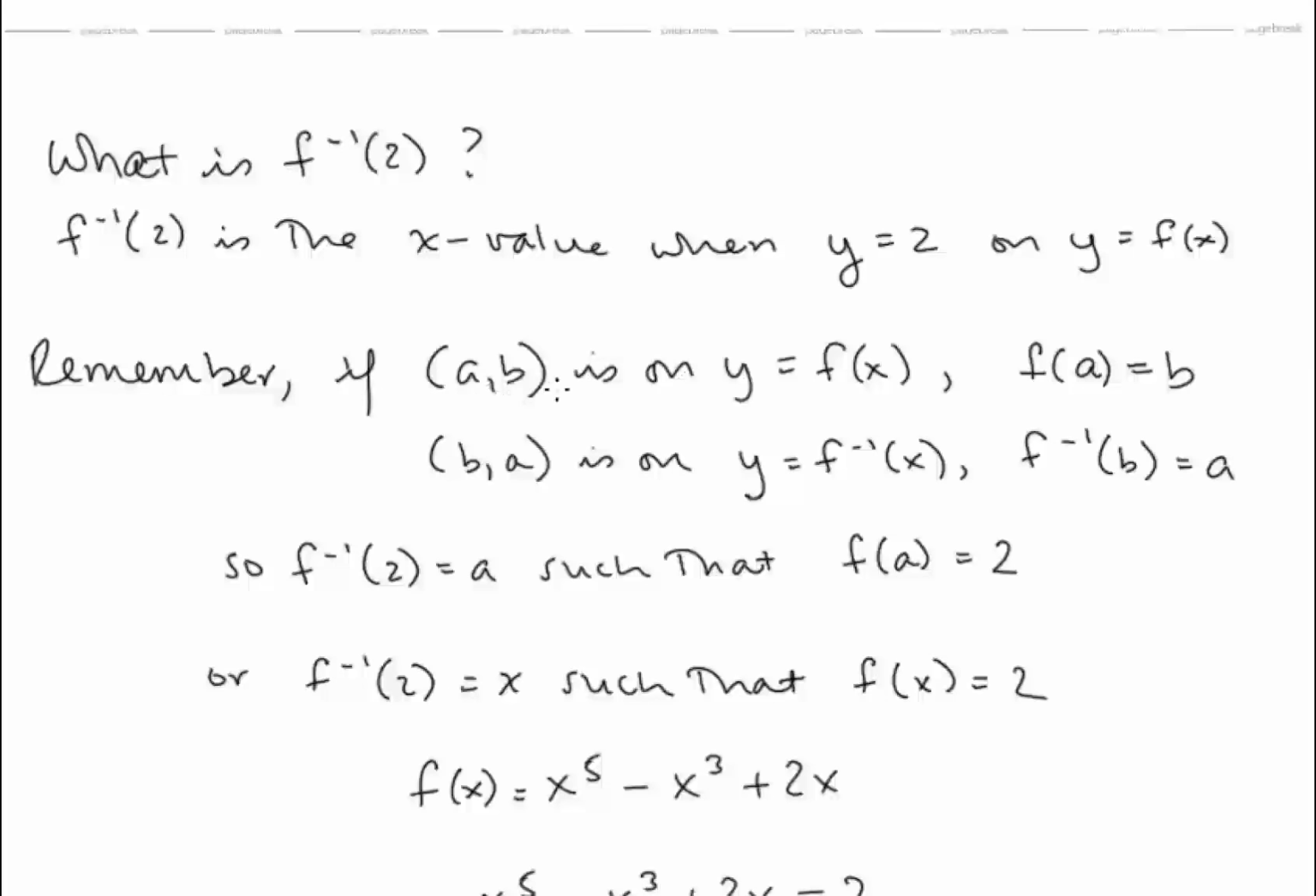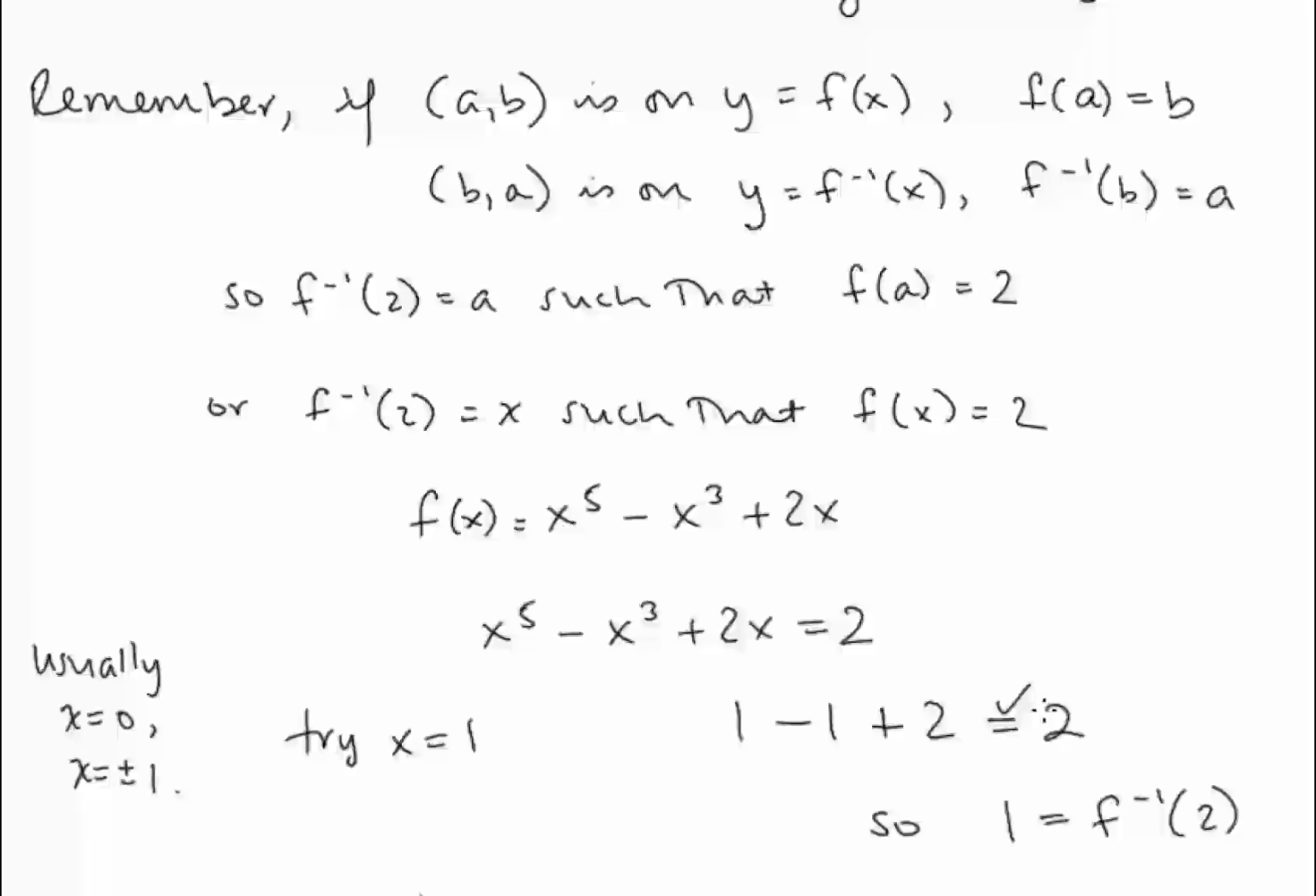Because remember, if the point (a, b) is on y equals f of x, then the point (b, a) is on y equals f inverse. In this case, we have f of a is equal to b, and here we have f inverse of b is equal to a. So if we're looking for f inverse of 2, that's an a value such that f of a is equal to 2. Or we can say it's an x value such that f of x is equal to 2.